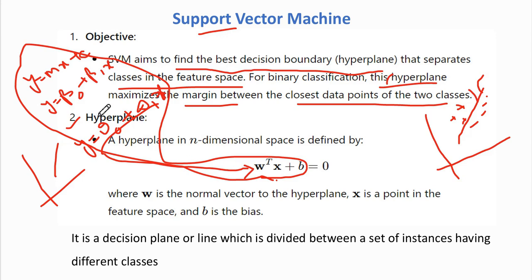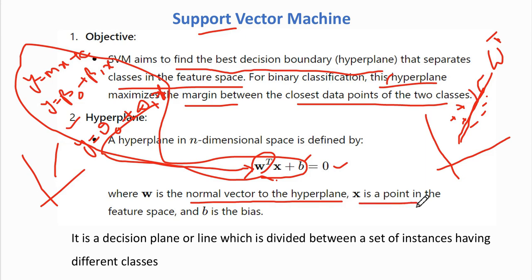Here we take beta and beta 1 as weights or coefficients. Here also b and W transpose: b may be a bias, and W may be a weight matrix. Clear? So a hyperplane in n-dimensional space is defined by W transpose x plus b equals 0. That means the best hyperplane equation is W transpose x plus b equals 0, where W is a normal vector to the hyperplane.